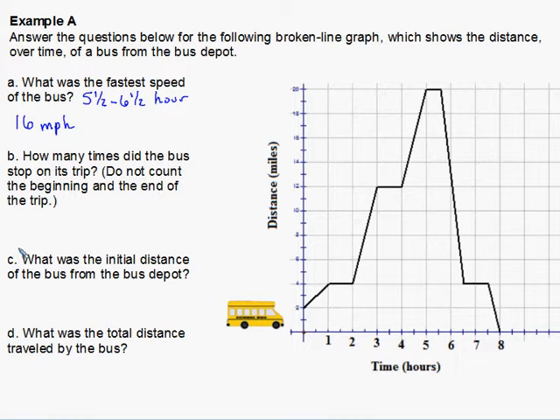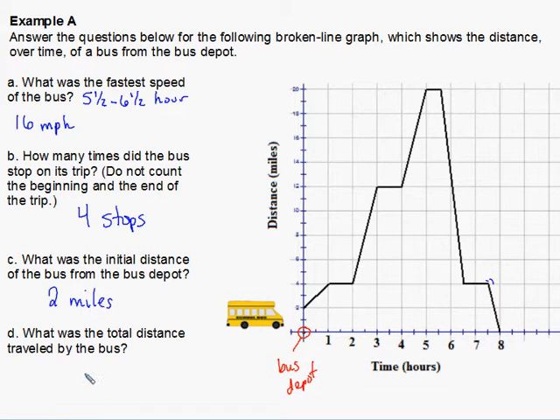Okay. How many times did the bus stop? 4. Says don't count the beginning and end. Oh, yeah, 4. 1, 2, 3, 4. 4 stops. What is the initial distance of the bus from the bus depot? The initial distance. How far? If 0 is the bus depot. Right, so we're 2 miles.